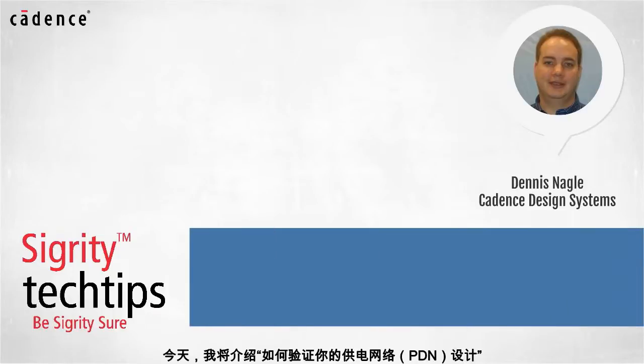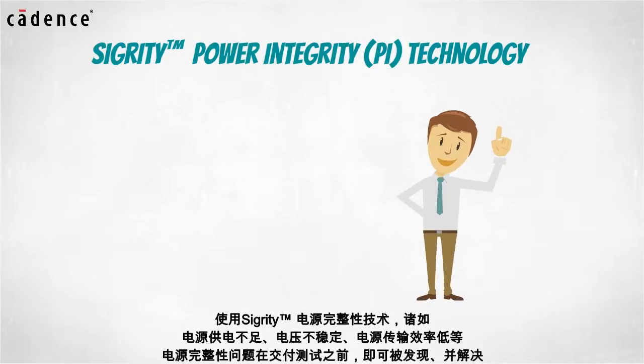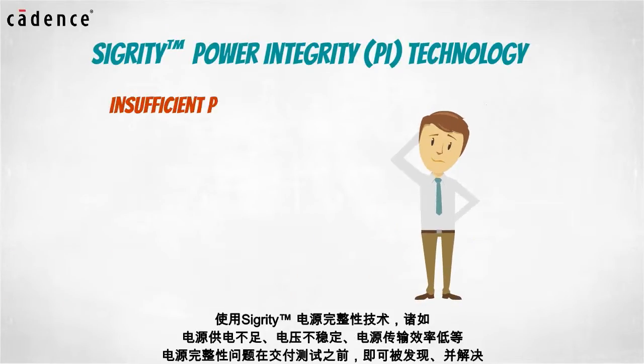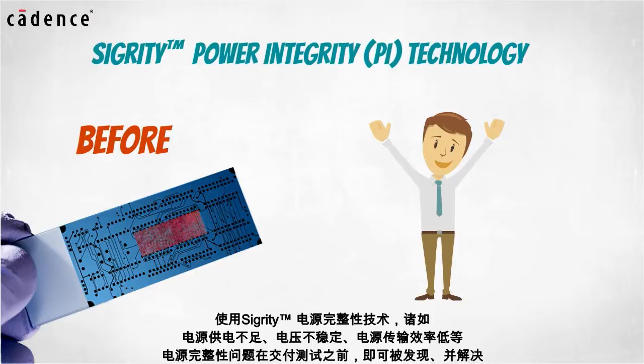Today, we bring you another installment of how to sign off on your power delivery network design. Using Sigrity Power Integrity Technology, PI problems such as insufficient power, unstable power, and inefficient power delivery can be identified and resolved before you go to the lab with your design prototypes.